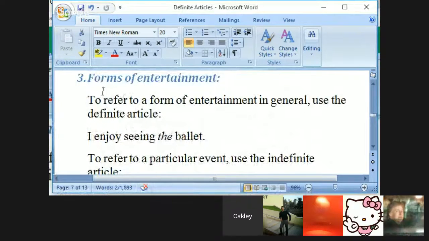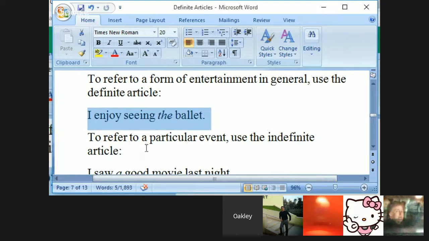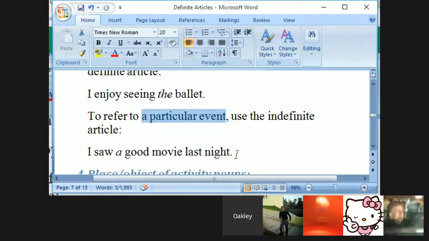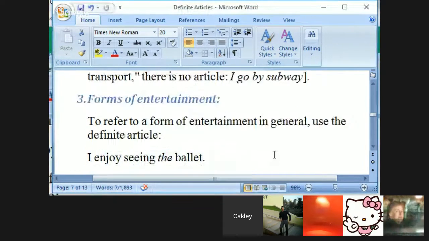Okay, another one: forms of entertainment. To refer to a form of entertainment in general, almost like the system (you can't really say "a system," but form is close to the same idea), you use the definite article. I enjoy seeing the ballet. However, obviously, if you're talking about a specific event, you can't do this. It's for a general idea. It was a good movie last night. I enjoy the ballet, the opera. These are common. I enjoy going to the movies.